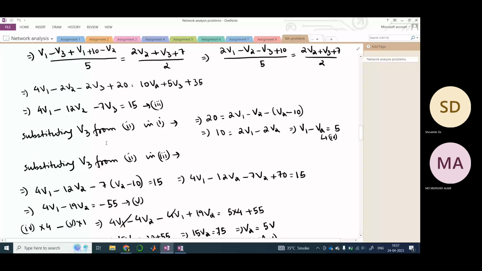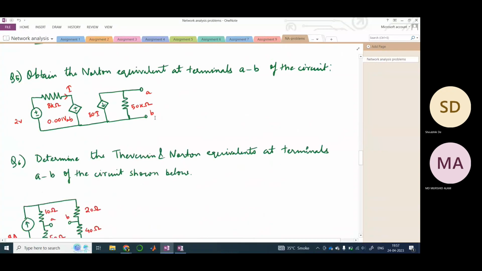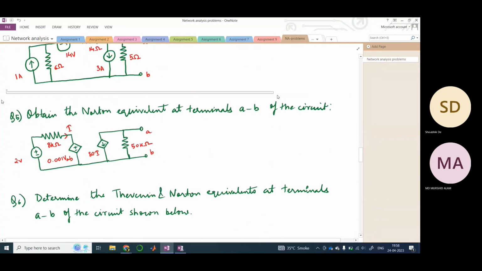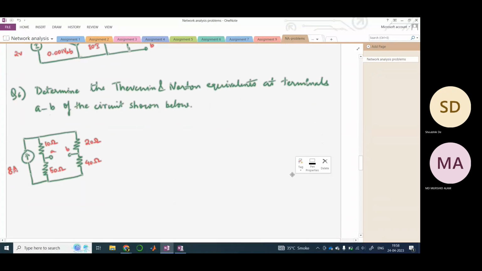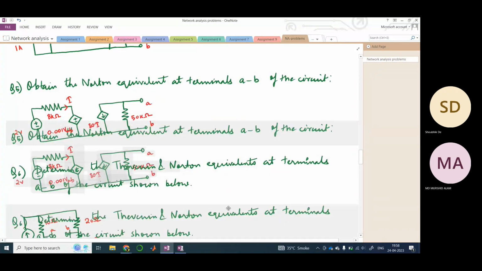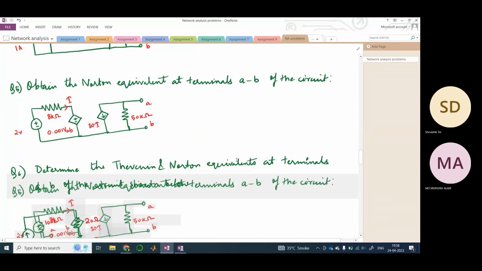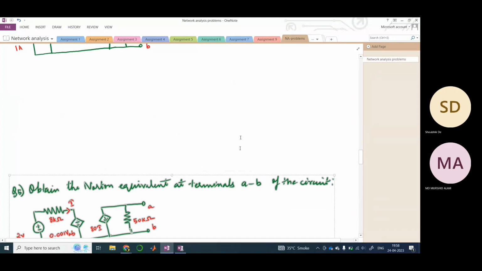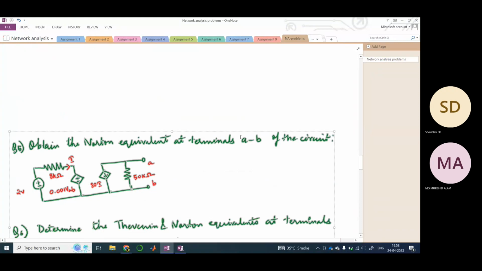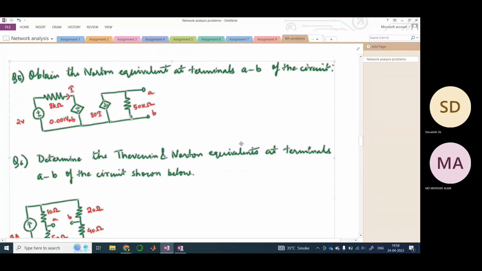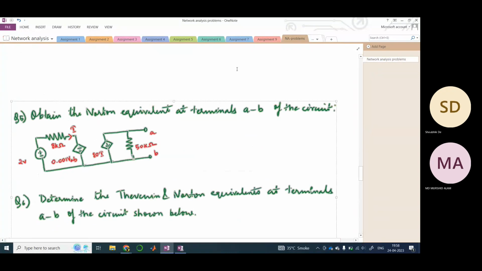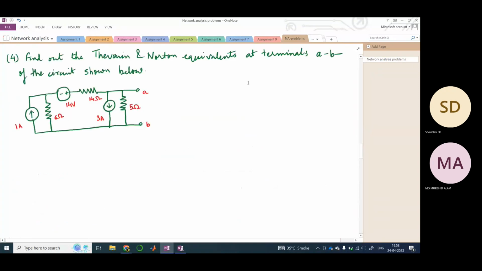So now we will move to the Thevenin and Norton's problem. Before that, I need to clear the space because these problems are taking a lot of space. After nodal analysis, the Thevenin-Norton and superposition theorems are the two most important concepts of network analysis, and you will get a lot of questions on this. Be sure of that.